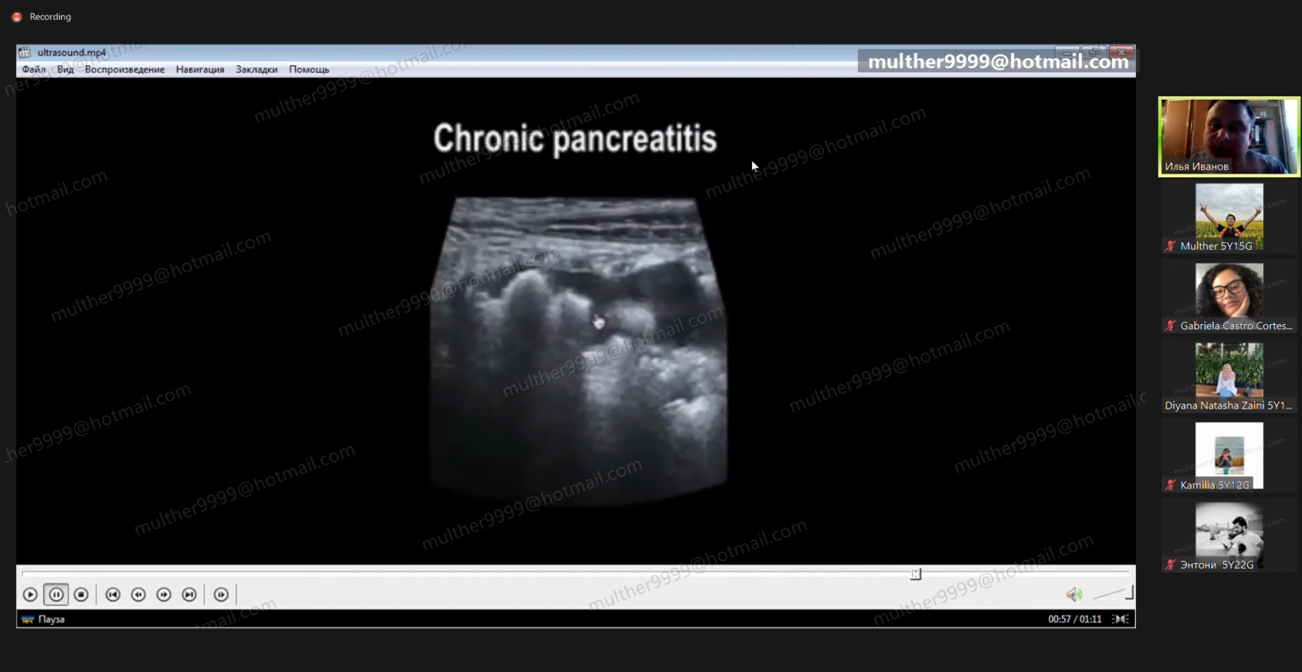Some words about the symptomatic and visualization of the stones in the pancreatic ducts. The usual color of the stones is white, and the main ultrasound sign of the stones is the distal acoustic shadowing.